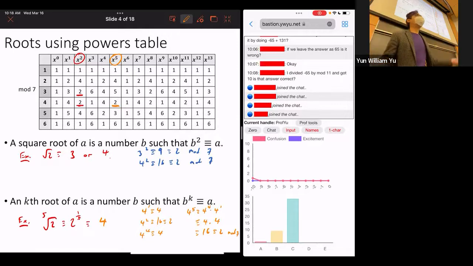Okay, does that all make sense? So all you're doing is you're doing the reverse. And so if I gave you the table, you could just look up the reverse. So let's have you all try that out.